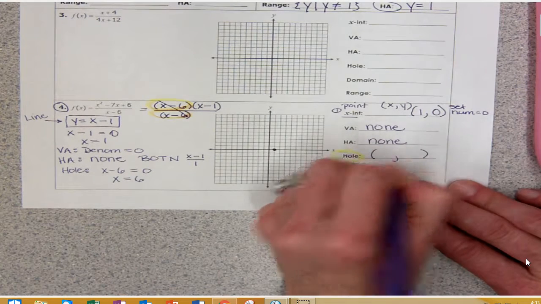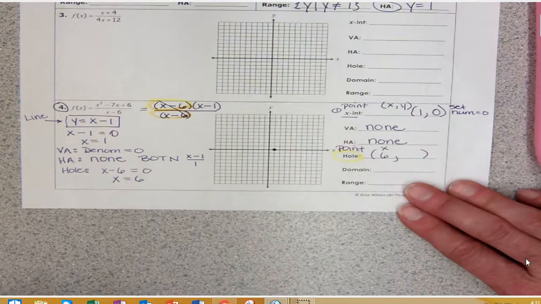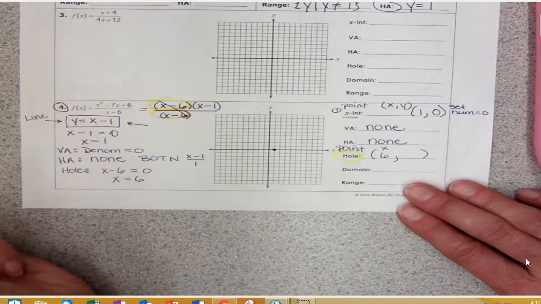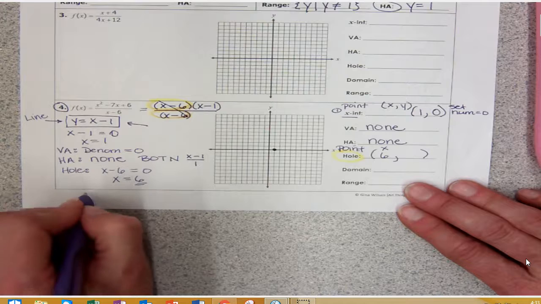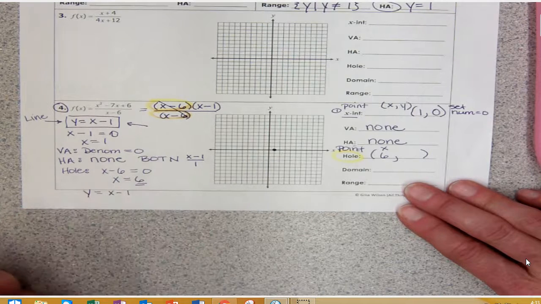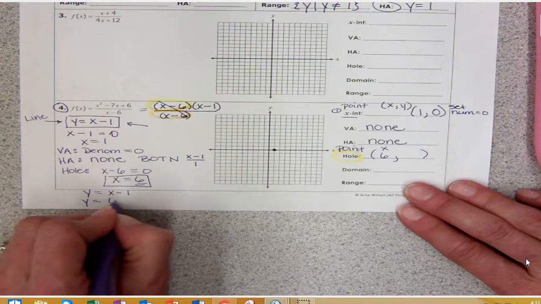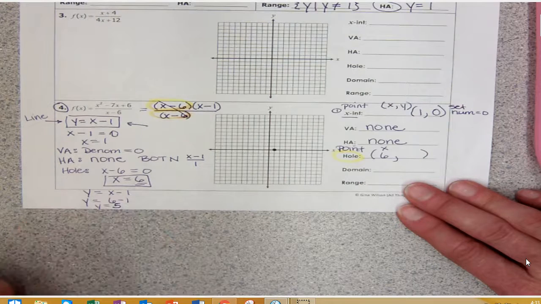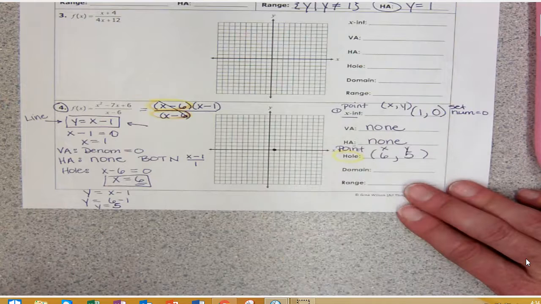And since we're talking about a point, we need to figure out what the y-coordinate is when x equals 6. So I'm going to take this simplified equation and plug in 6 for my x. y equals x minus 1, and if x equals 6, y equals 6 minus 1. y would equal 5. So that hole is going to be at (6, 5).